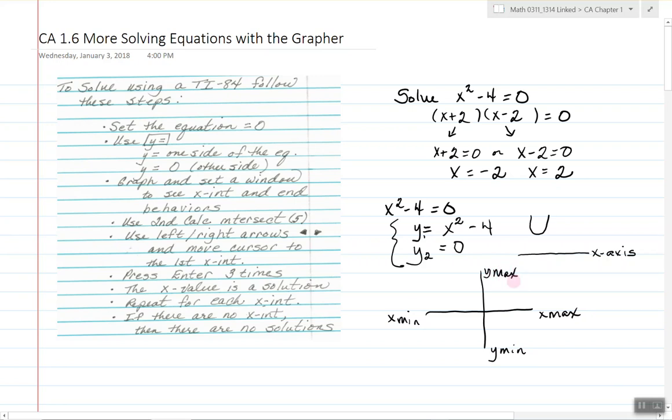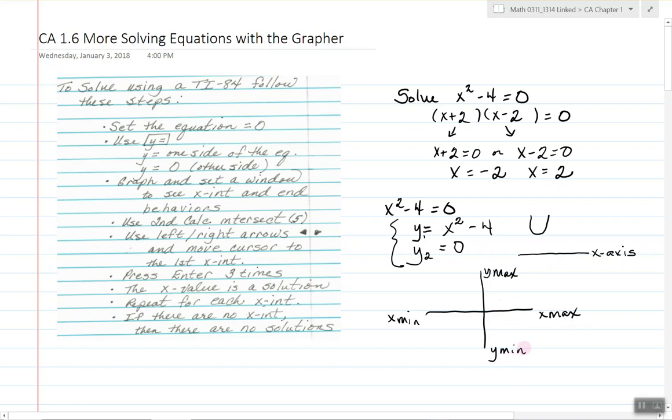And it's a little bit like photography. You want the graph to be somewhere in the window you're looking at. If you need to see more to the right, you increase X max. If you need to see more down at the bottom, then you make this a bigger negative number.